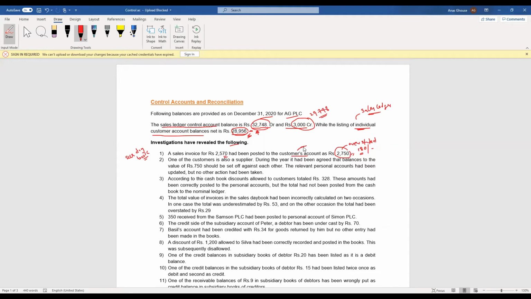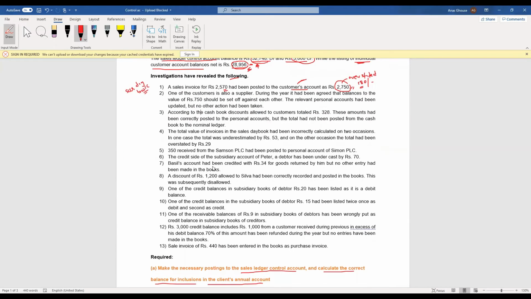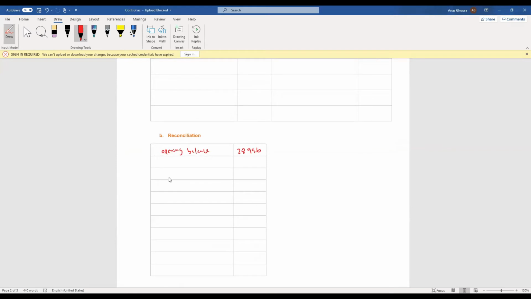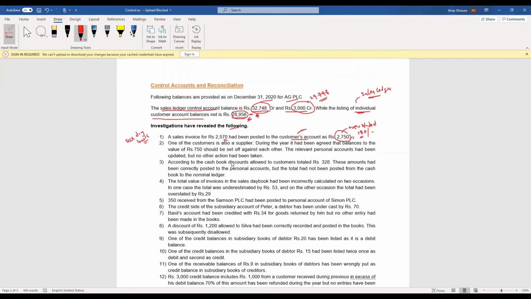Now the first entry, as I explained, since the customer account balance was overstated, you need to deduct it from the total customer balances. So the overstated balance amount, 180, has to be updated here. This has to be deducted. Okay, so let's move on to the second difference.